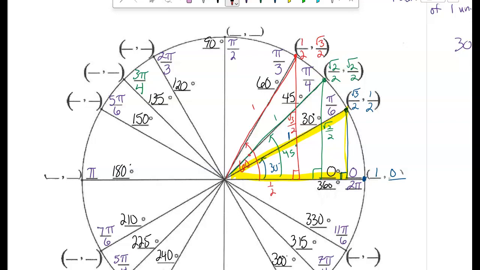Now, you all should know for 90 degrees. You should all know it. Friends, if I'm landing right here on the y-axis, what's the ordered pair? Perfect. That's 0, 1. Now, here's my question for you. What is the cosine of 90 degrees? 0. What is the sine of 90 degrees? Thank you.